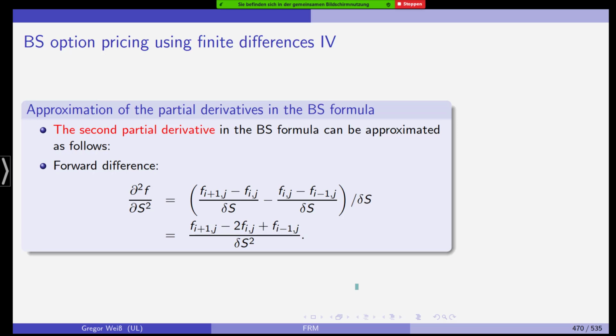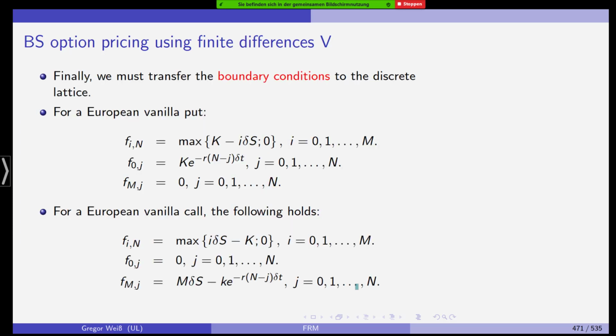And now we only need to insert these partial derivatives, these approximations to the Greeks, into our lattice. And again, we need the boundary conditions. For a plain vanilla put, we do know the nth column, the first line and the upmost line. For the European plain vanilla call, same thing, only with a different payout profile.